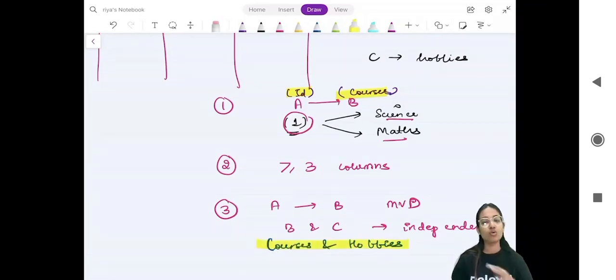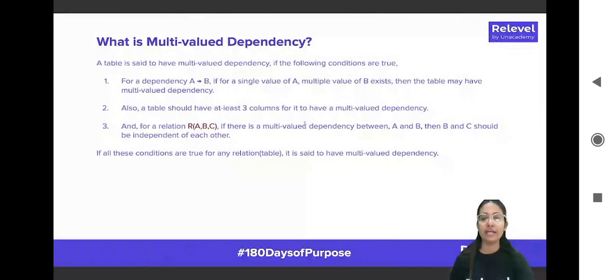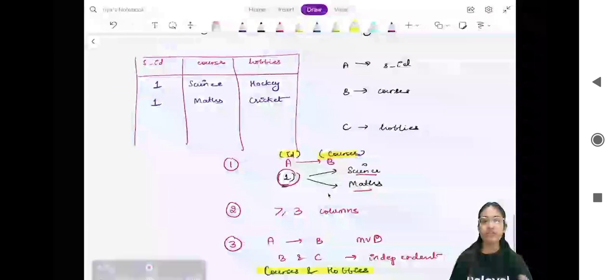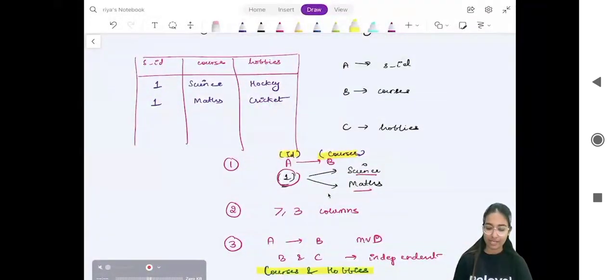Okay, there is no relation between courses and hobbies, and hence they are independent of each other. And it says that for any relation from A to B and C, if there is a multi-value dependency that exists between A to B, then B and C should be independent of each other. Since all three conditions are satisfied over here, we can say multi-value dependency exists.